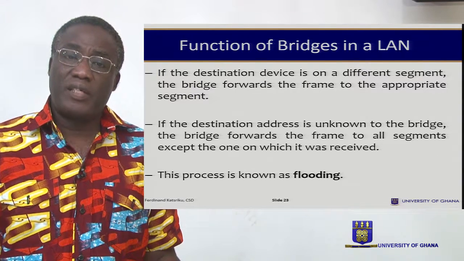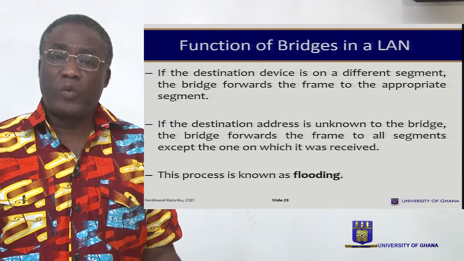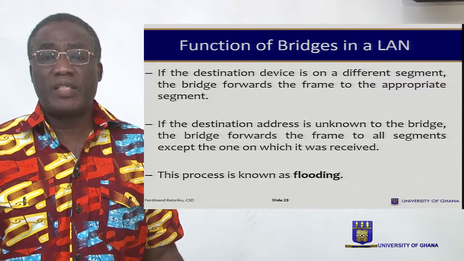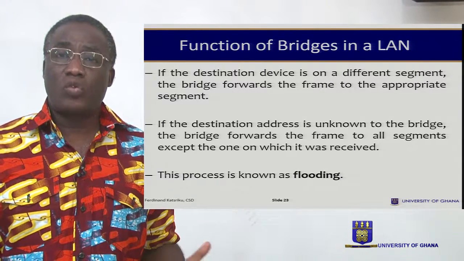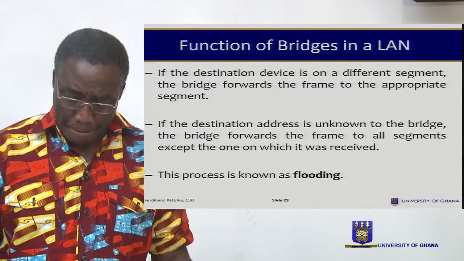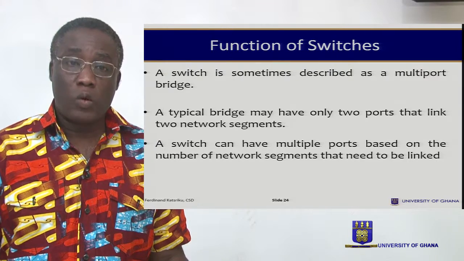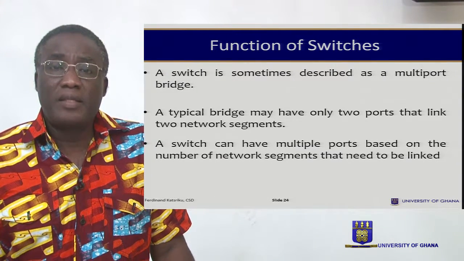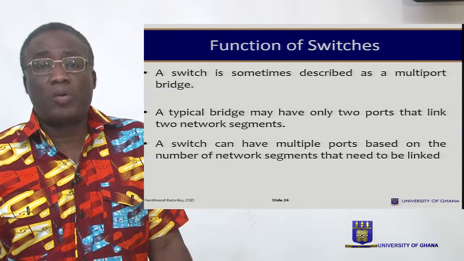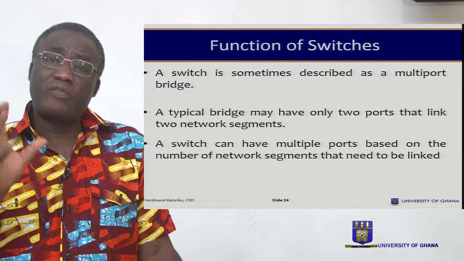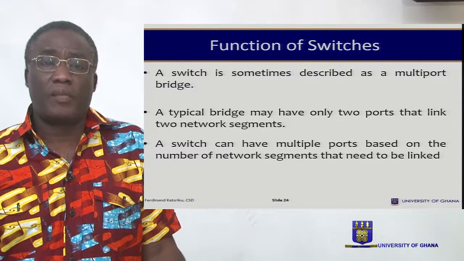If the destination address is unknown, the bridge forwards the frame to all segments, except the one from which it has received it. This then is called flooding because it doesn't know where to send it, so it sends it to everyone, with the hope that one of them will say that it's theirs. A switch is sometimes described as what? A multi-port bridge. So here I'm looking at the various devices that you can use in a network.